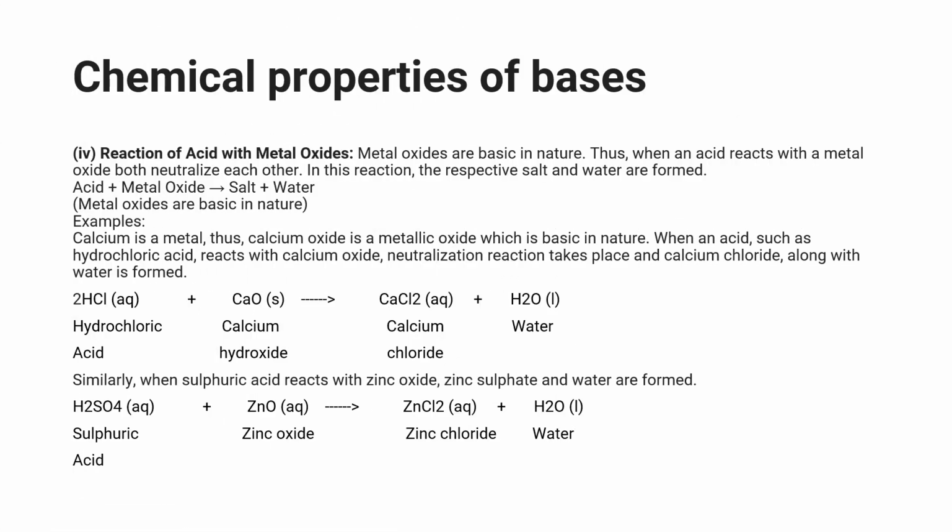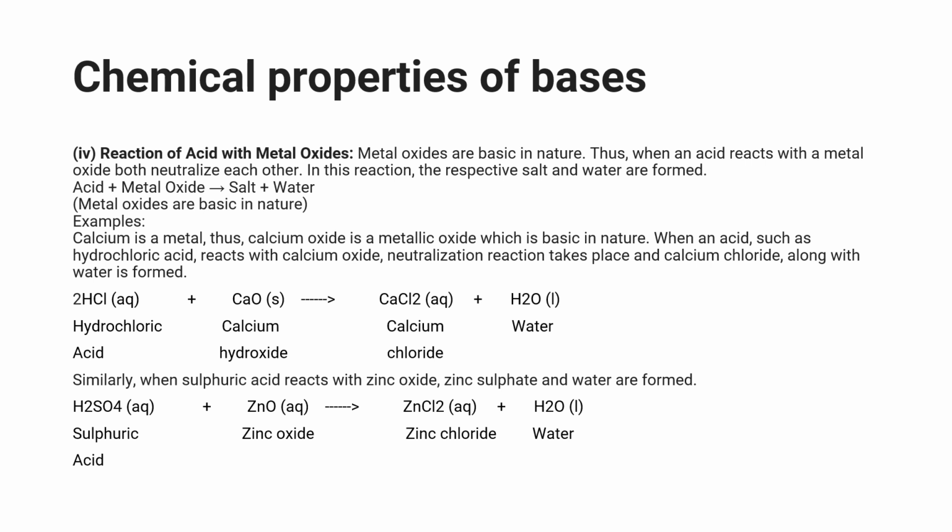The fourth property is reaction of acid with metal oxide. Metal oxides are basic in nature. Thus, when an acid reacts with a metal oxide, both neutralize each other. In this reaction, the respective salt and water are formed. Acid plus metal oxide gives salt plus water because metal oxides are basic in nature.